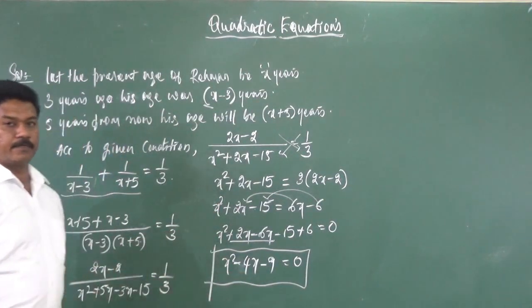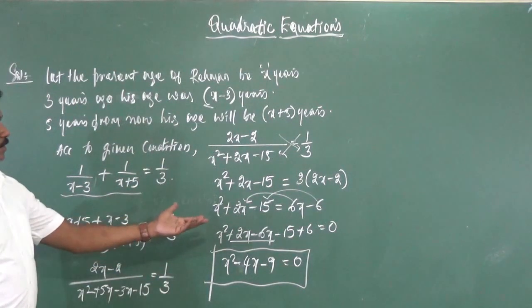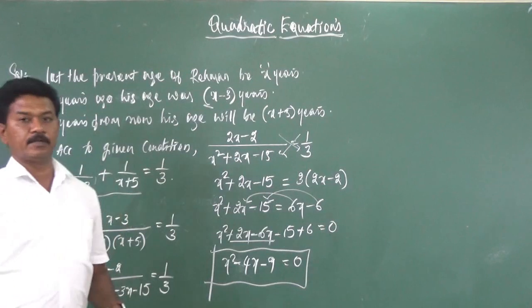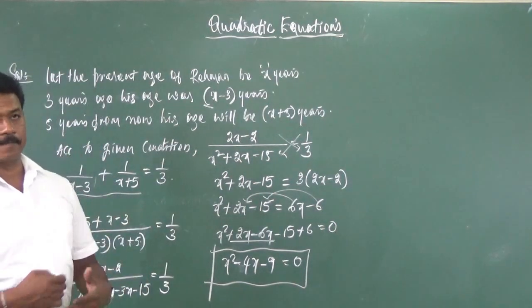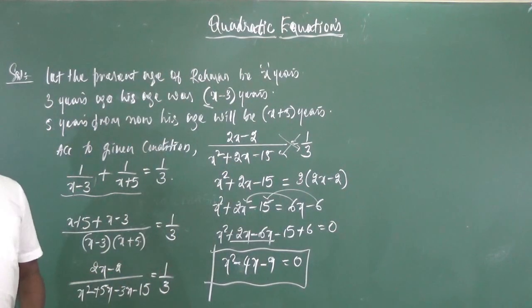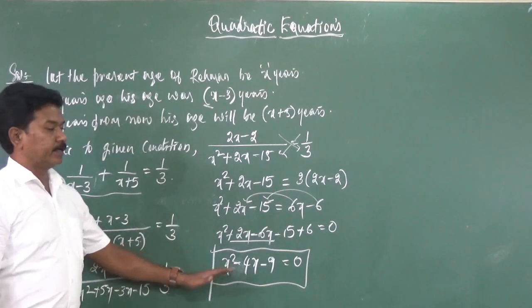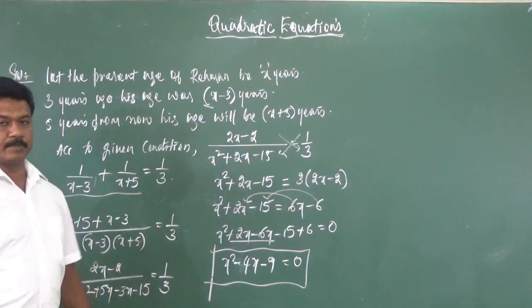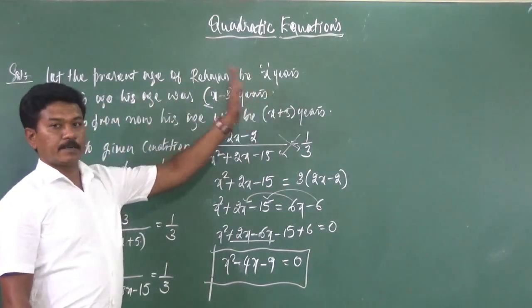You have to solve this by the method of factorization and then find out the value. You will get the value of x. Don't consider the negative value because age is always positive. I cannot tell you my age is minus 30 years, or minus 15 years. It's not possible. So age is always positive. So the value of x you get on solving this by factorization will be the present age of Rahman. Right?